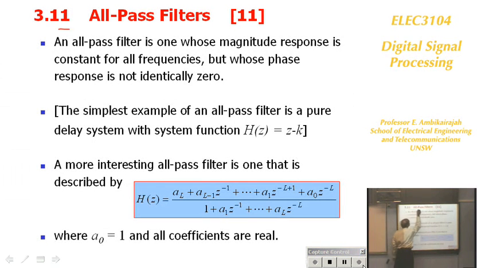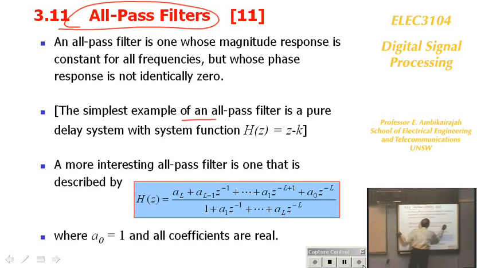The next section is all-pass filters. Now, we looked at maximum phase, minimum phase, and mixed phase filters. Now, all-pass filters: a filter that passes all the frequencies without attenuating. The simplest example of an all-pass filter is a pure delay system with h equal to, no, that's not right, that's z to the minus k.